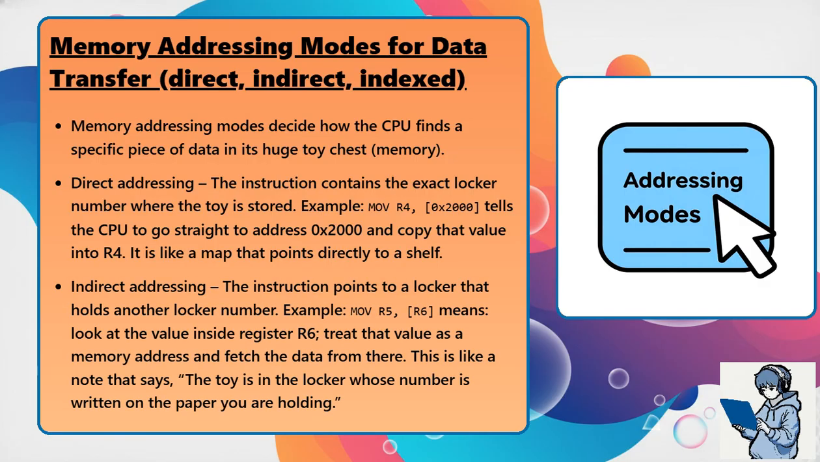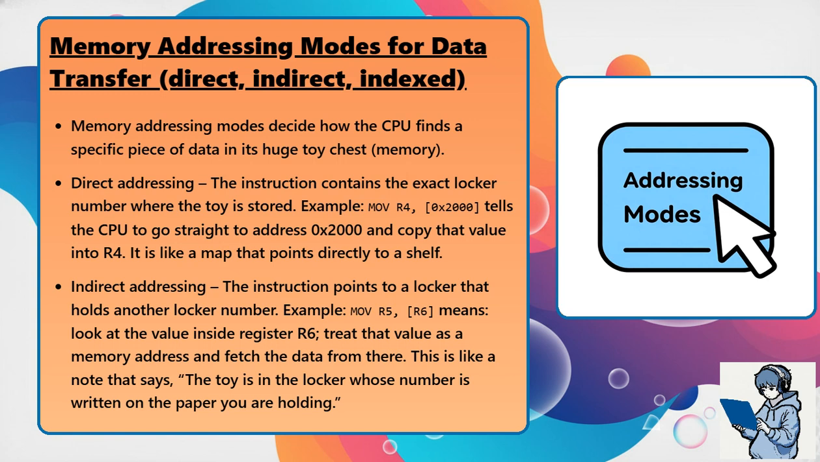In indirect addressing, the instruction points to a locker that holds another locker number. Example: MOV R5, [R6] means look at the value inside register R6, treat that value as a memory address and fetch the data from there. This is like a note that says the toy is in the locker whose number is written on the paper you are holding.